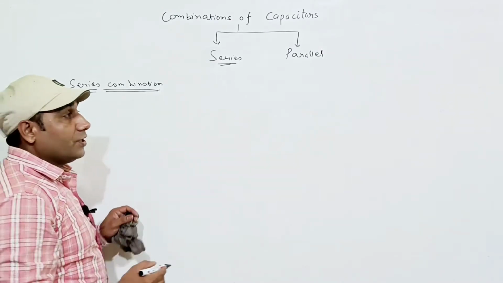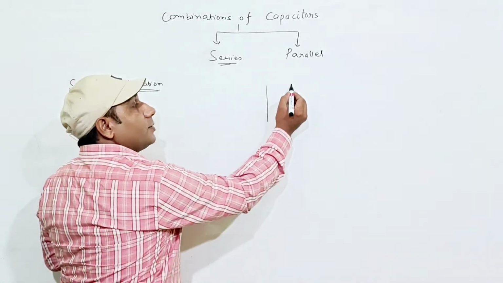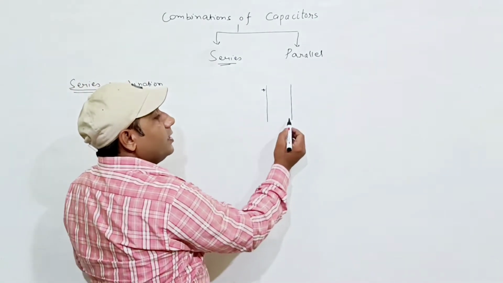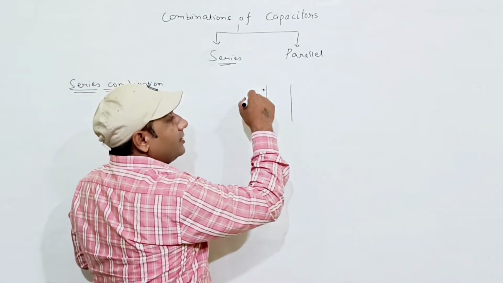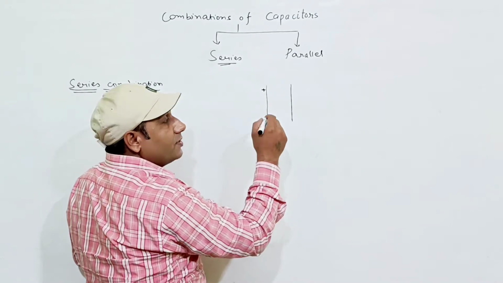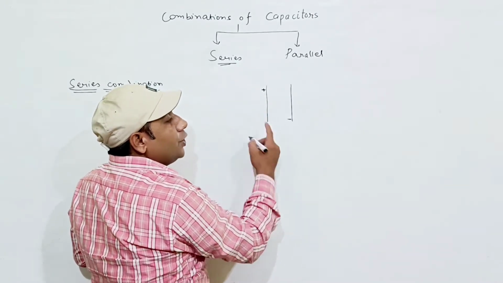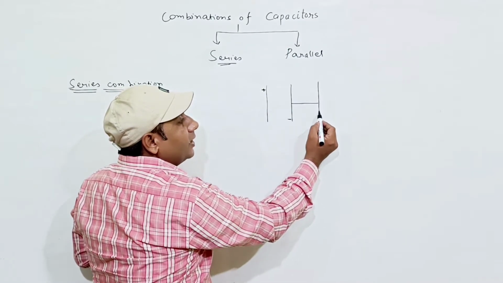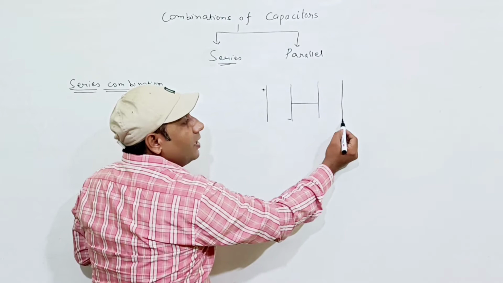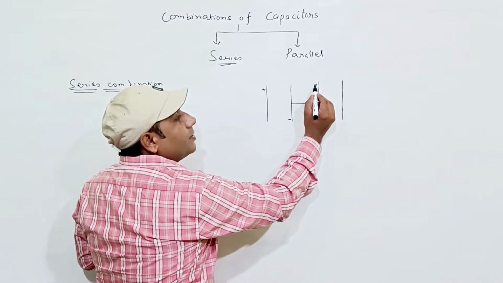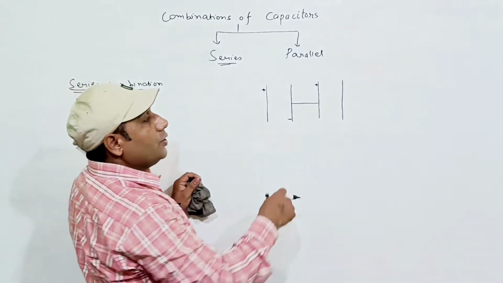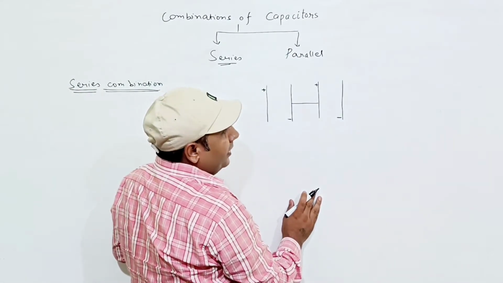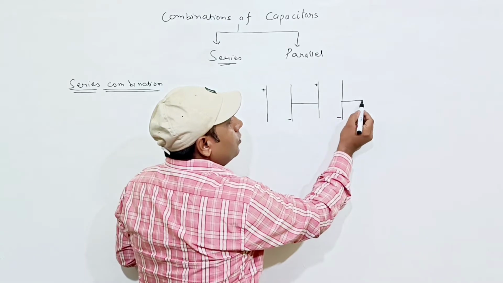In series combination, the first plate of a capacitor is connected with positive charge. The second plate of that capacitor will be negatively charged due to induction. Now this plate is connected to the second capacitor. The first plate of that capacitor is positively charged due to induction. The second plate of the second capacitor will be negatively charged, and so on.